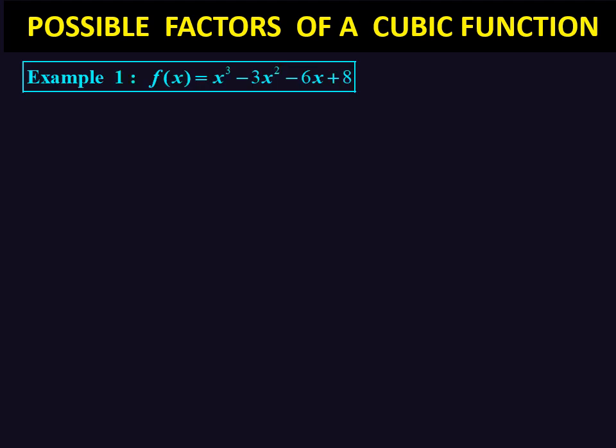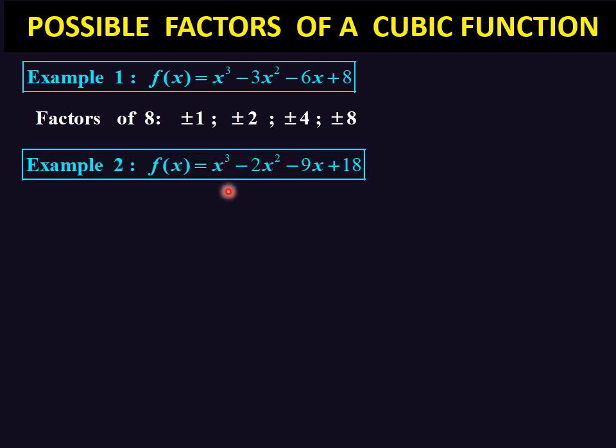Here we have a cubic expression, x cubed minus 3x squared minus 6x plus 8. So the factors here will depend on the constant value, in this case 8. If I look at this, I see that my possible factors of 8 are 1, 2, 4, 8, positive or negative. But because this is cubic, I need 3 of these to make an 8. So we have different combinations there.